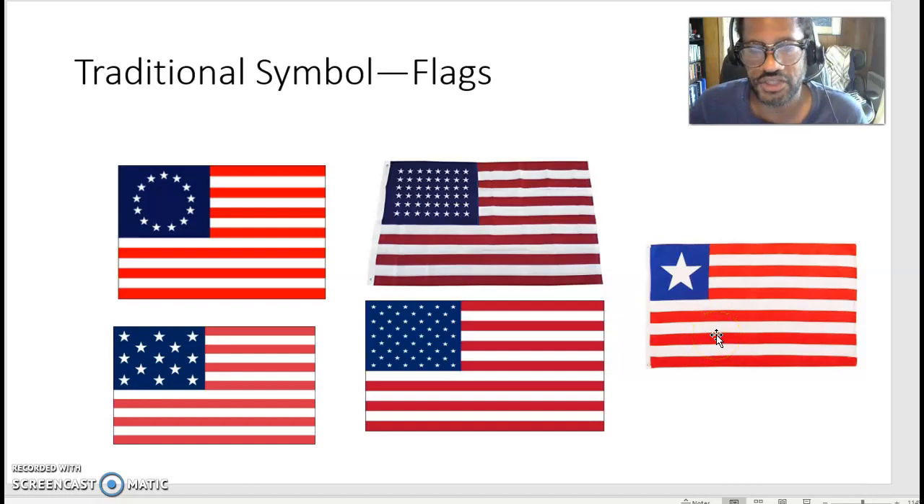And I just put that in there so that you can recognize that there isn't a real connection between the flag itself and the country, right? You might say, that's an American flag. Well, no. I mean, it is supposed to relate somewhat to America, but it's not, right? We've agreed that it is, in fact, the Liberian flag. So again, flags are going to be traditional symbols.